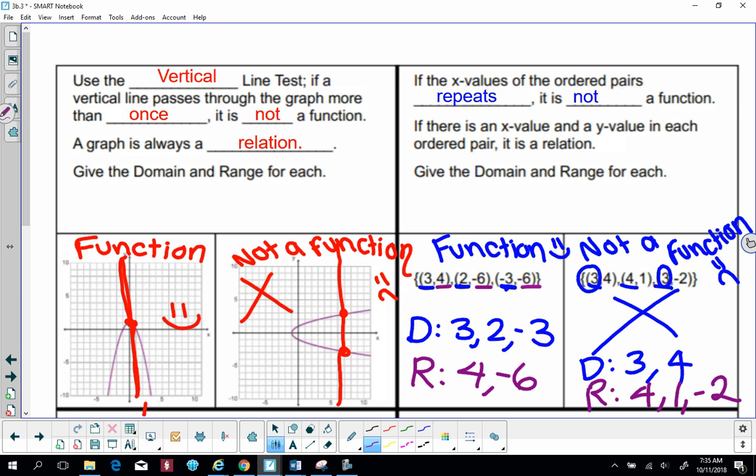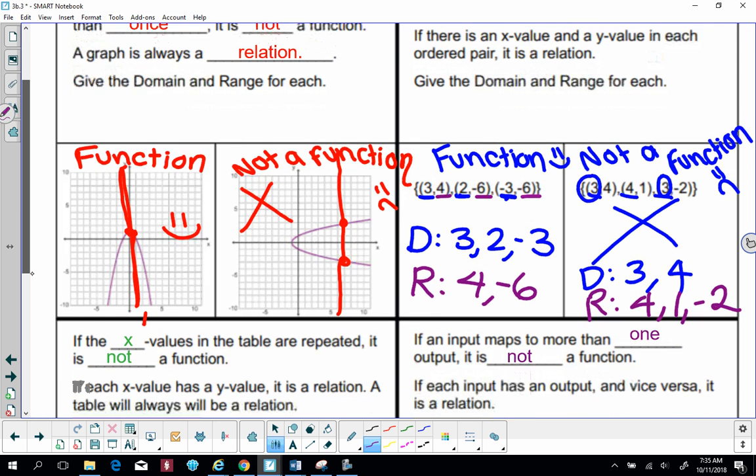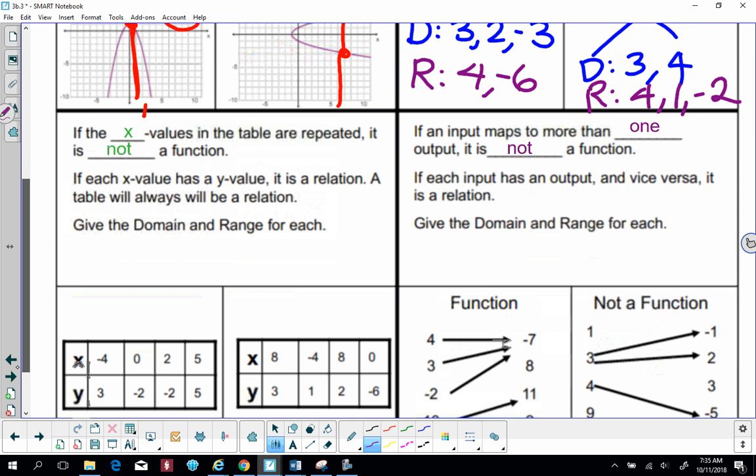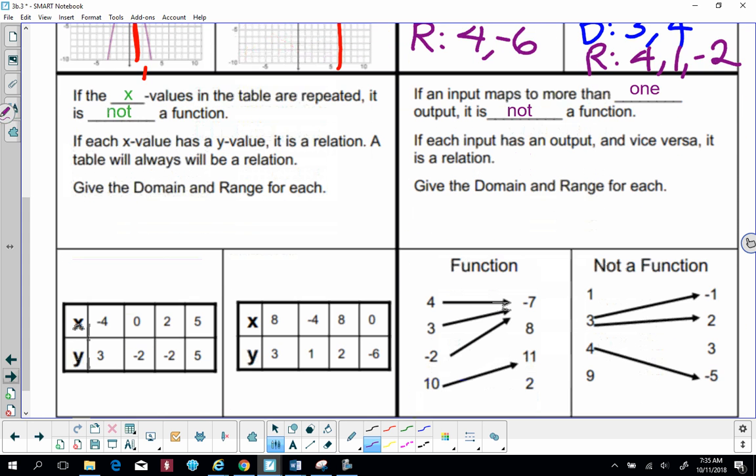The next one we're doing is a table. It's literally the same thing. You're just looking at it so it looks like a table. So if you want to write them as ordered pairs, you can. But right here, it's basically the same thing, but you're seeing if the x's repeat or not. So if you want to write these as ordered pairs, like -4, 3, 0, -2, you can, but you don't have to.